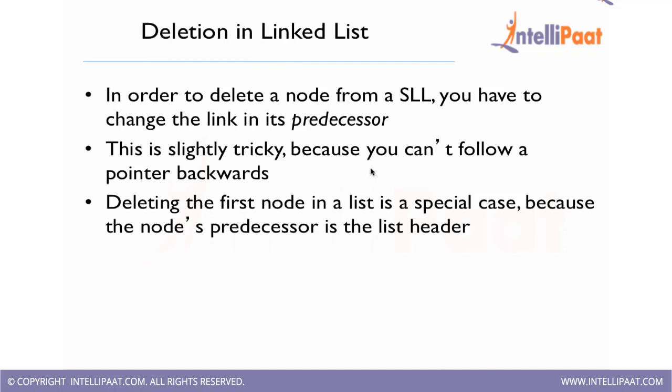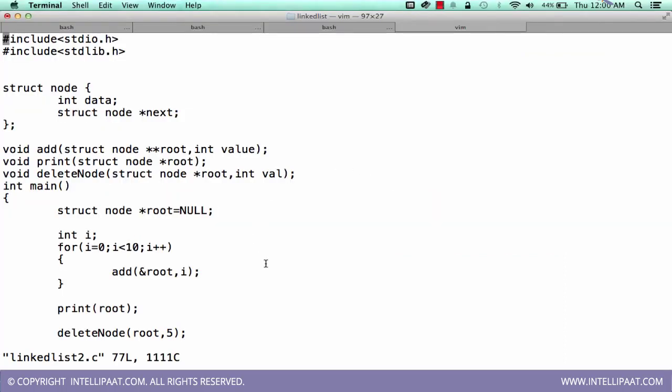So let's write some code for deleting a node in the linked list. This is the code for deleting the node in the linked list. I have followed the first program that we have written. So we have two methods, add and print. We require these two methods because we need some data in the linked list. The new part is this function, deleteNode. What deleteNode will do is delete a node which has value equal to val, whatever we provide as a parameter. So let's see this function.